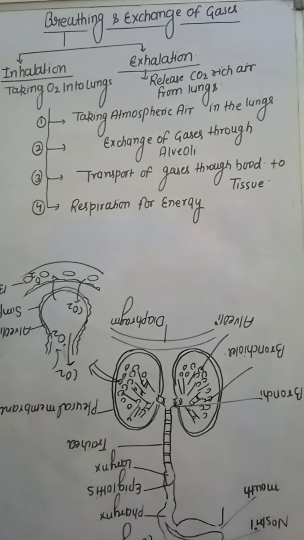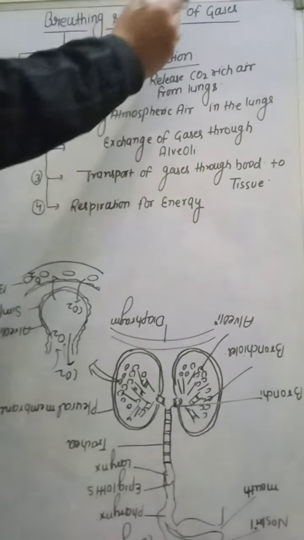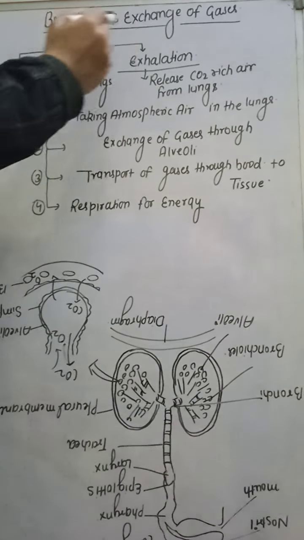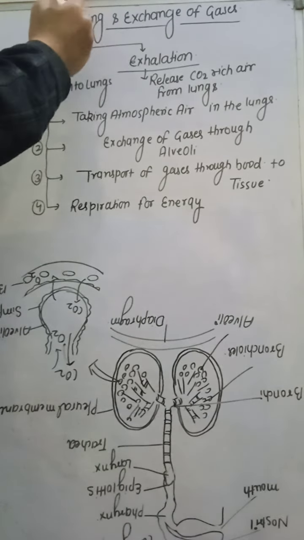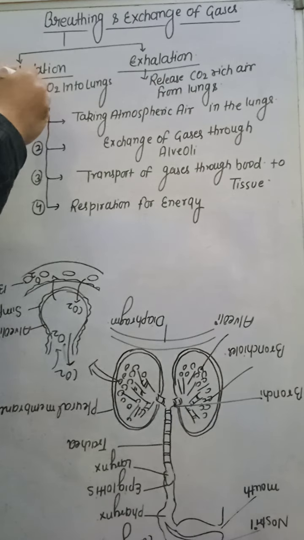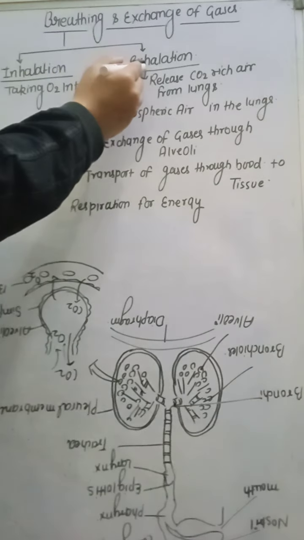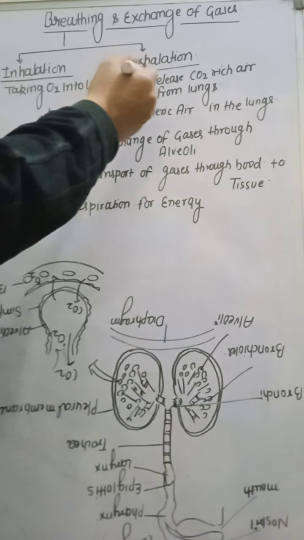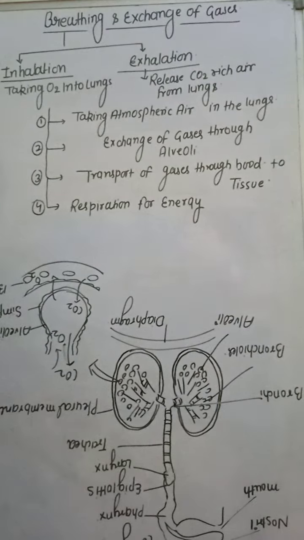Okay, dear students, today we are going to discuss the chapter Breathing and Exchange of Gases in animal physiology. Important chapter. What is the meaning of breathing? Breathing has two parts: inhalation and exhalation. Inhalation takes oxygen-rich air into the lungs, and exhalation releases CO2-rich air from the lungs.